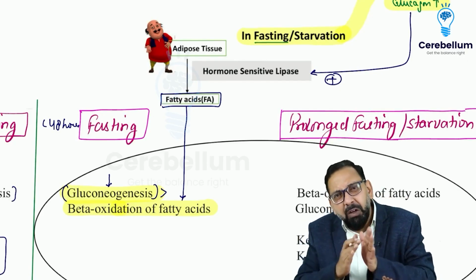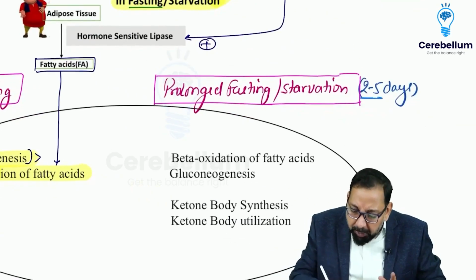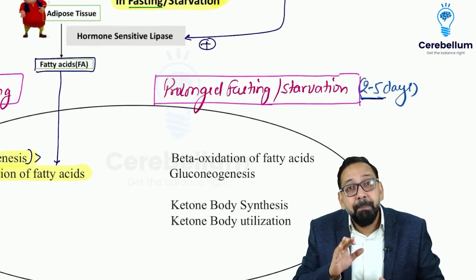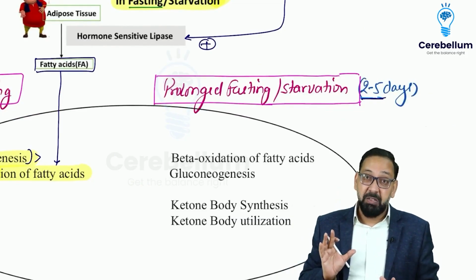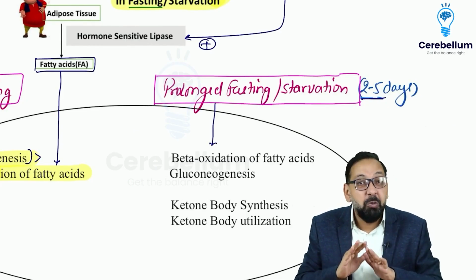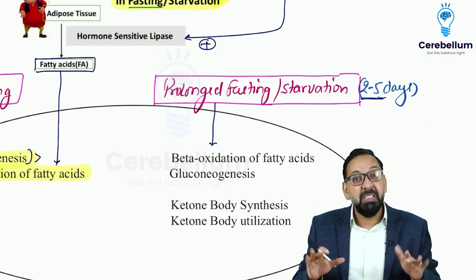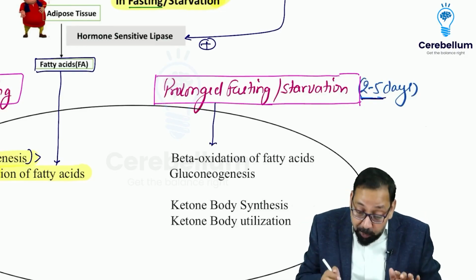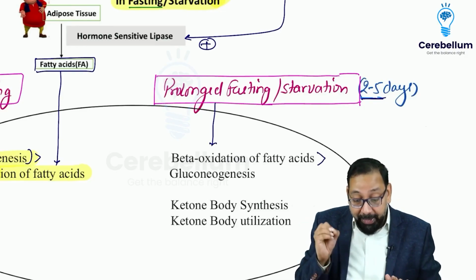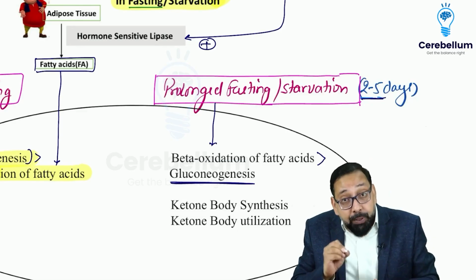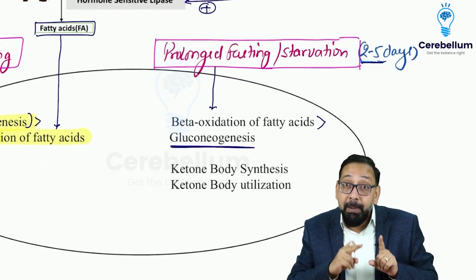After 48 hours, up to 2 to 5 days, we say prolonged fasting or starvation. In prolonged fasting or starvation, the liver is tired and now can't do gluconeogenesis so effectively, as the substrates are used. Now the liver will do predominantly beta oxidation of fatty acid. Some amount of gluconeogenesis is also present. We found that the liver has a plan B.